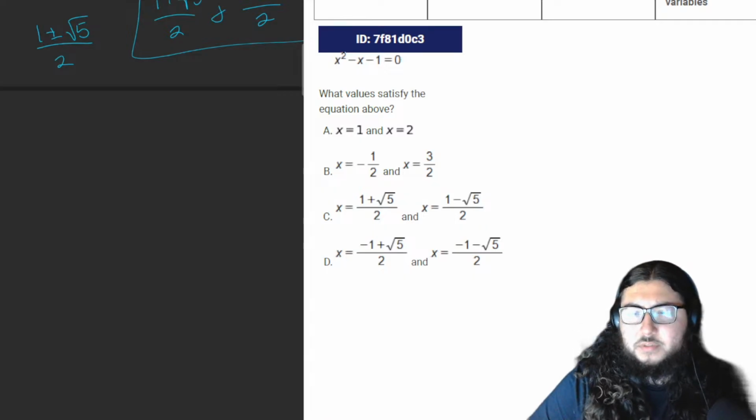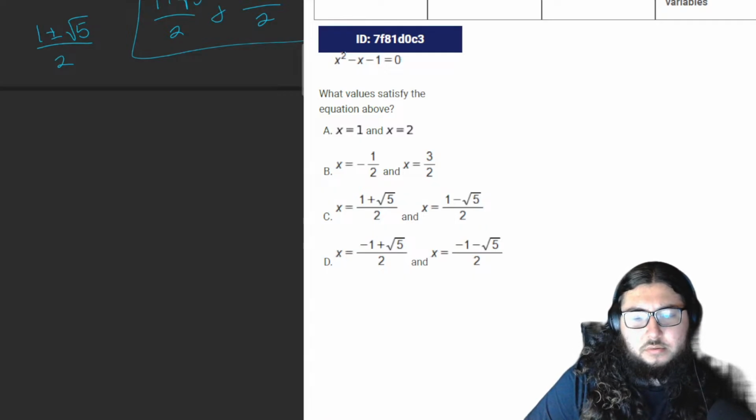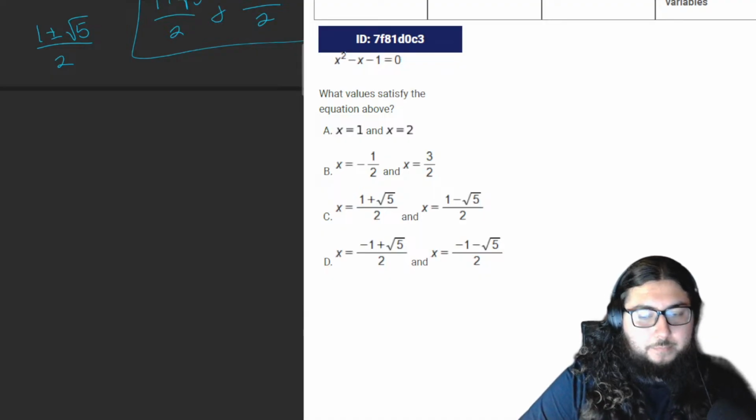So if you have... is this music loud or is that just me? I don't know. I'll turn it down a little bit. Turn it down just a tad. I think that's better.